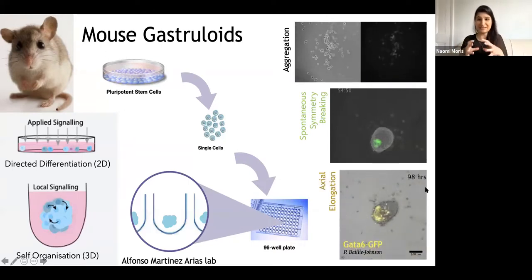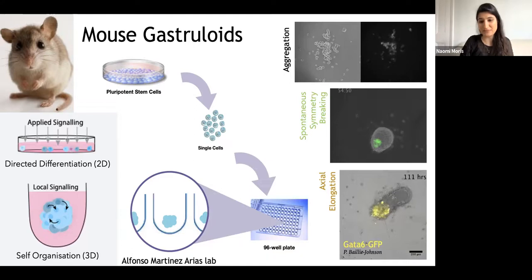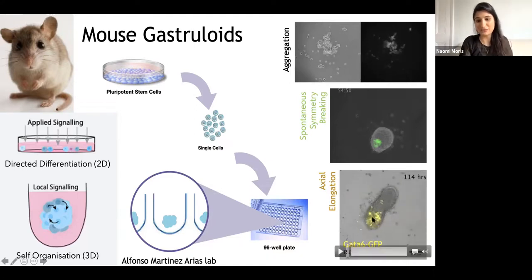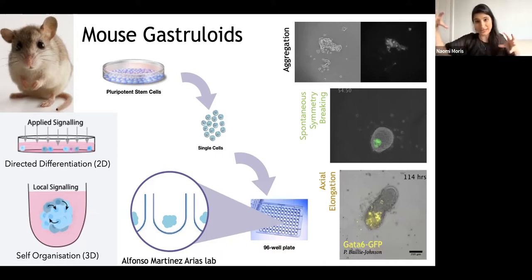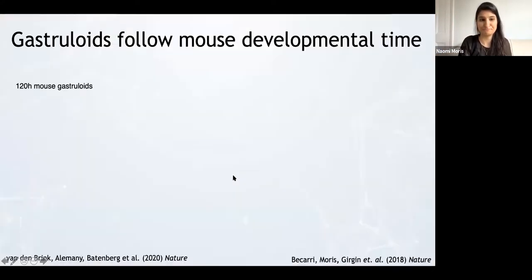And so if you leave these kind of ovoid shaped aggregates for longer, they'll start to actually elongate, so they'll change morphology. So this is a GATA6 reporter line, and you can see it's actually at the opposite side of brachyury, would be at the other end. And over time, they start to elongate and get much, much longer. And so they end up with actually an anterior and posterior axis.